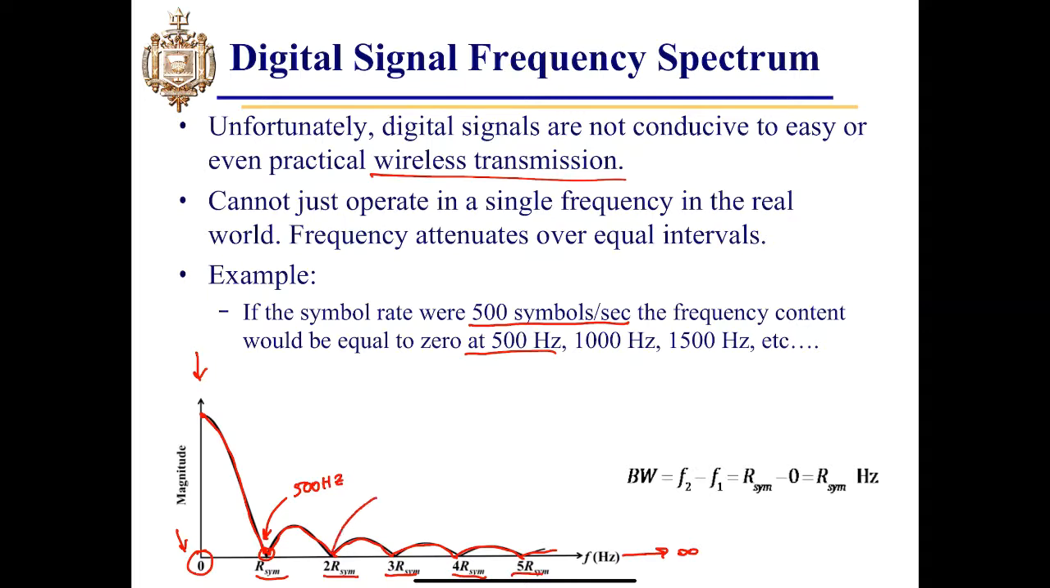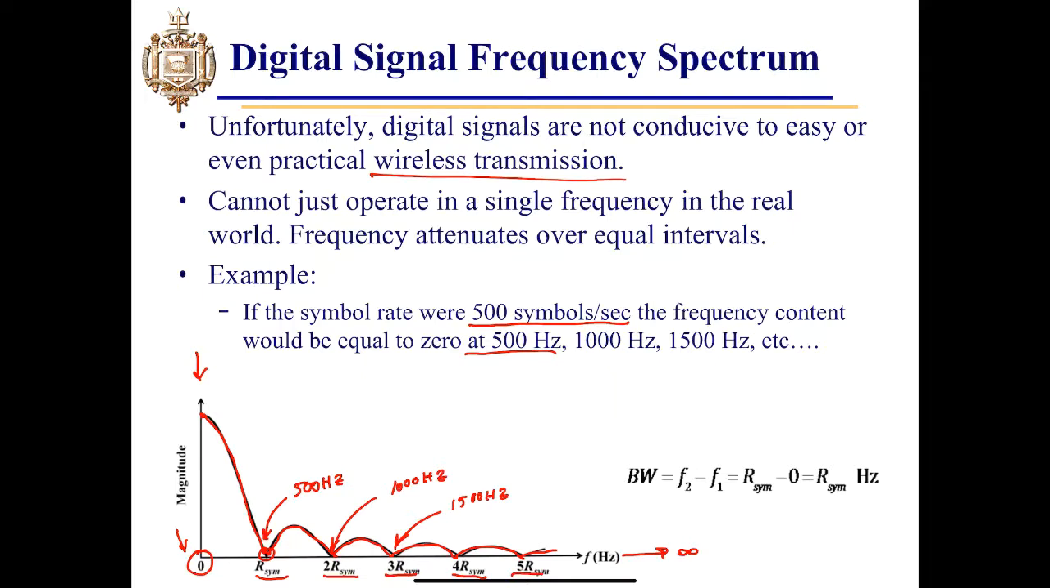Okay, the next null, we call these nulls where the magnitude goes to 0, would be at 1000 hertz. The third null would be at 1500, and so on. So these happen at regular intervals. And the bandwidth of the signal, what we do is we call it the null bandwidth.